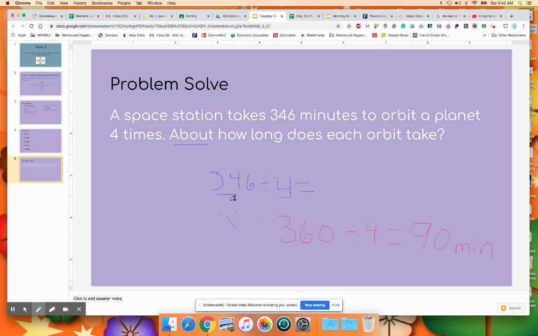Some of you might have thought to go with 320, and I wouldn't say it was necessarily wrong, but the closest using our fact families is 360, which would have been closer to 346 than 320. All right, and so that just takes practice in thinking of it like that. So this is what you're doing today, boys and girls.